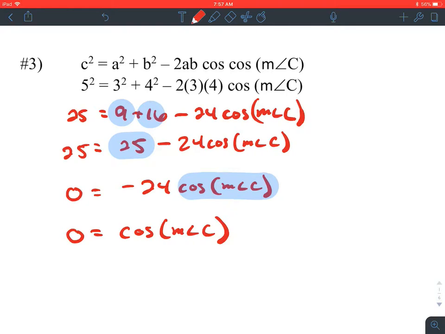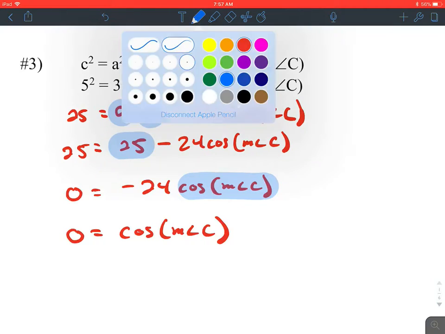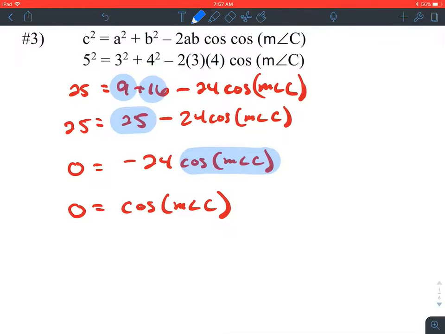To get measure of angle C by itself, we have to get rid of cosine. Cosine is attached to the measure of angle C. So we're going to apply cosine inverse to both sides of the equation. On the right side, the cosine inverse and the cosine cancel. Put this in your calculator and you won't have to round because it's exactly 90 degrees.